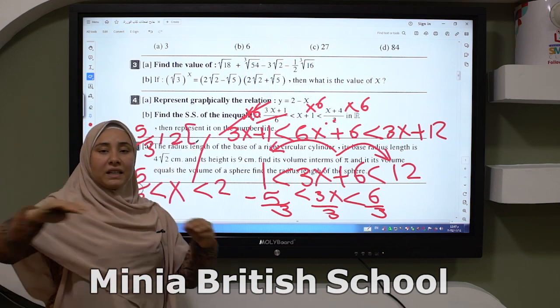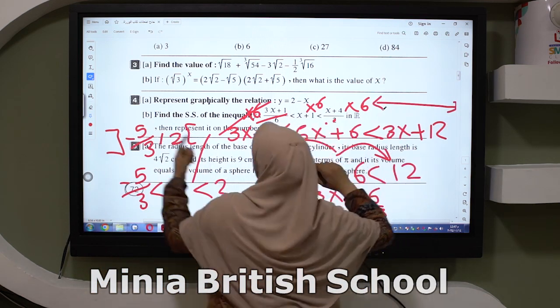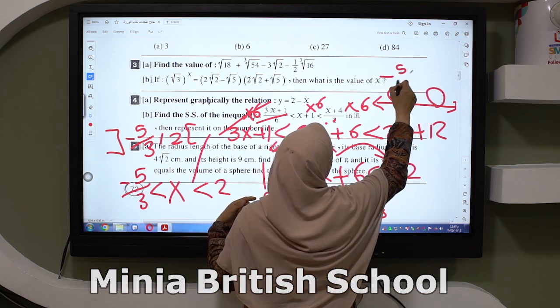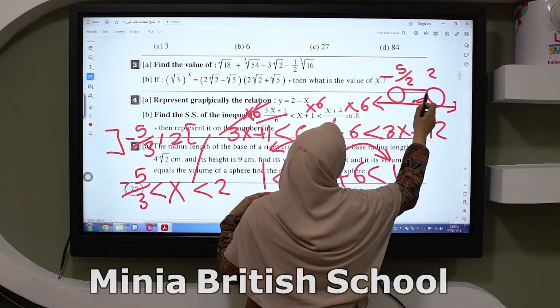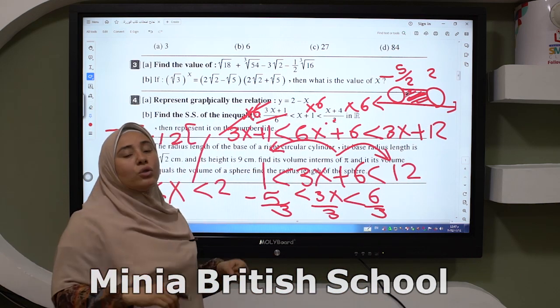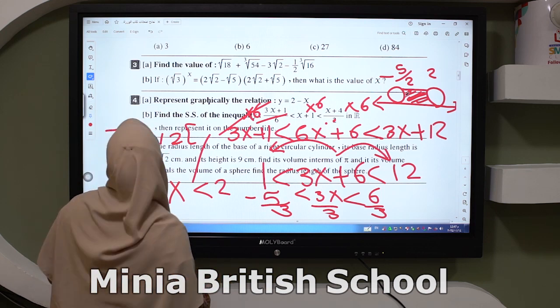And then you can represent it on the number line. Represent with open circles at negative 5 over 3 and at 2, and don't forget to color the area between negative 5 over 3 and 2 to show all real numbers which belong to this interval.